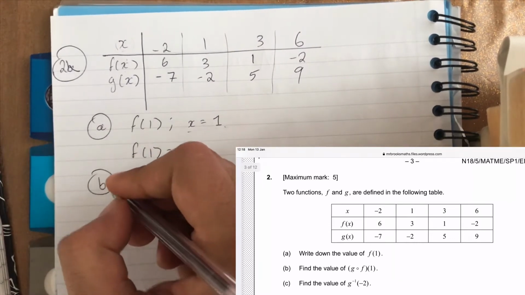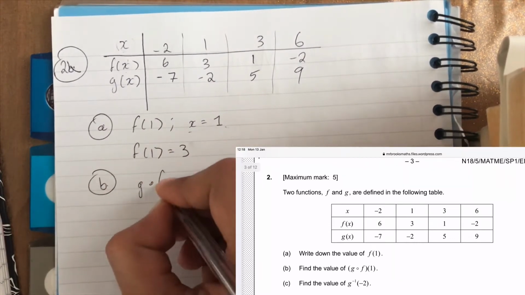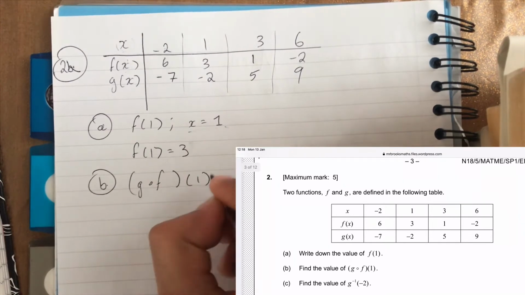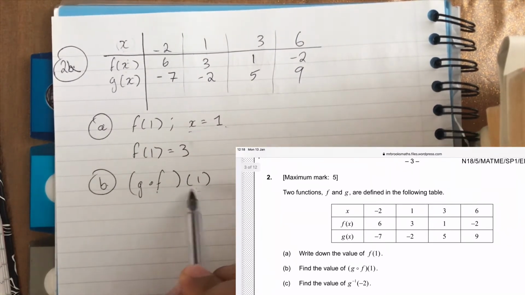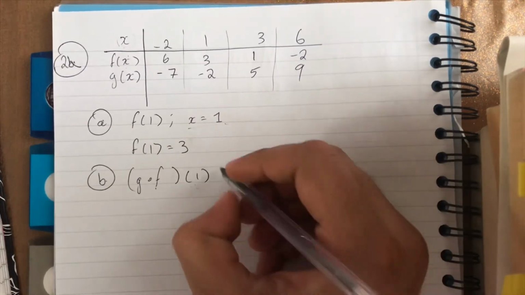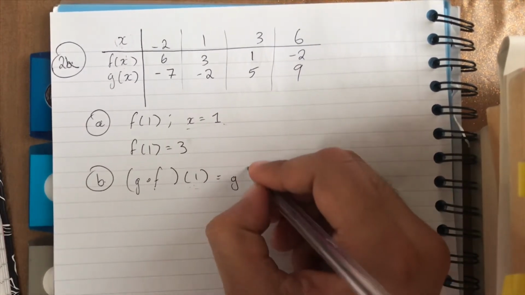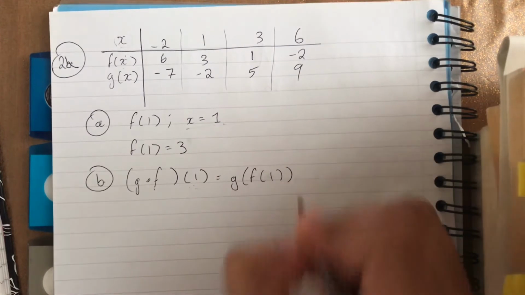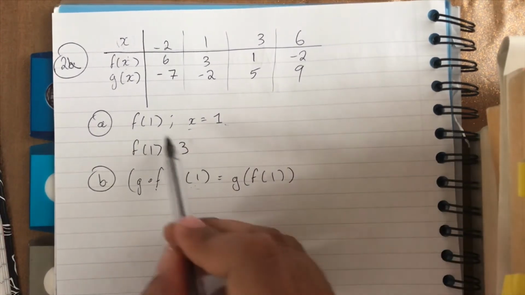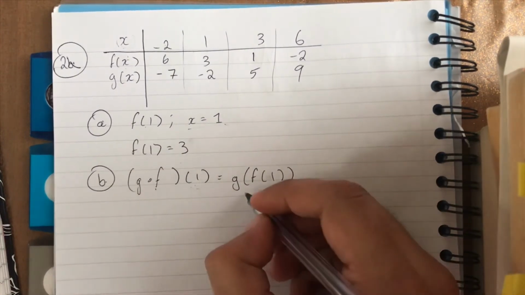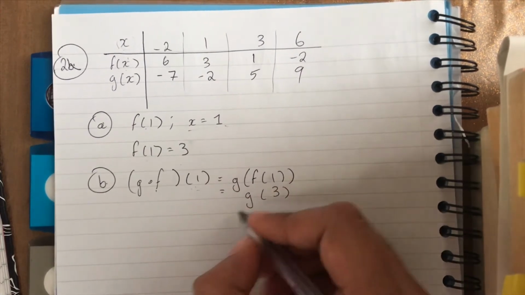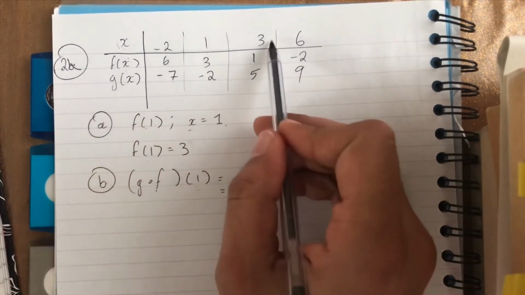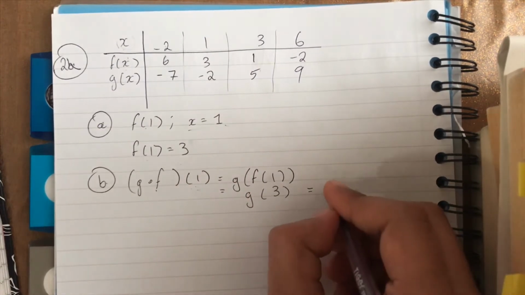Part B asks us to find the value of g composition f of 1. Now, when it asks us to do composition function, always we read from what is closest to the number we're working with. So in this case, we can rewrite it as g of f of 1. Sorry, f of 1 is 3 from part 1, and then g of 3, we go to the table and we find that as 5.